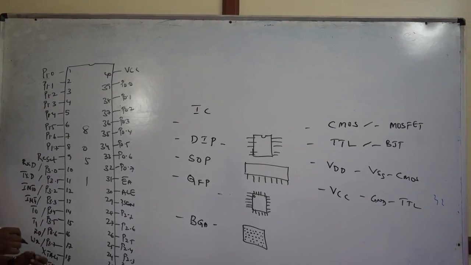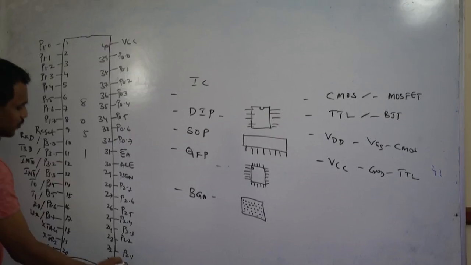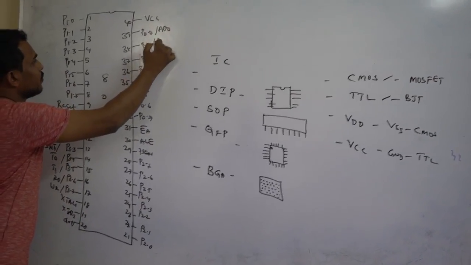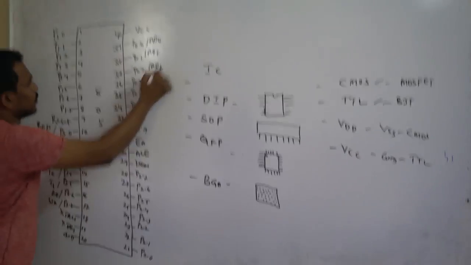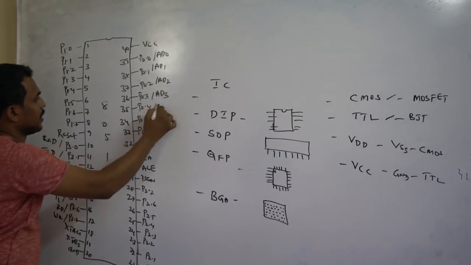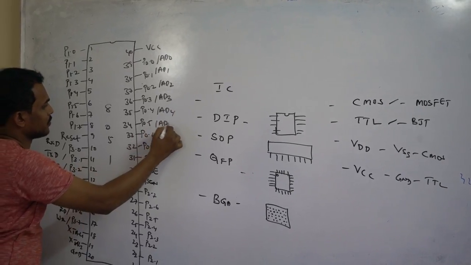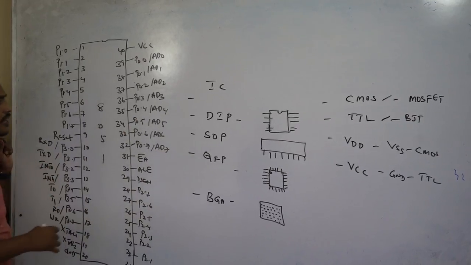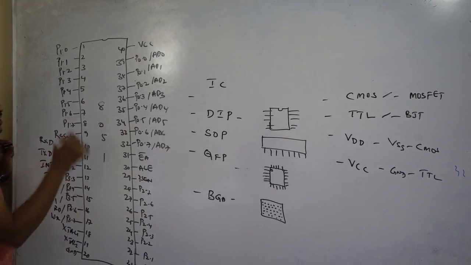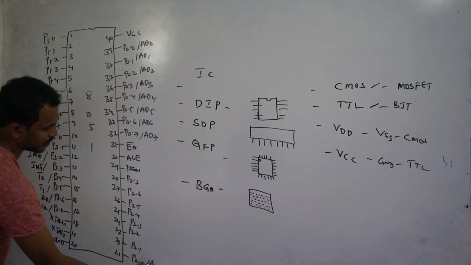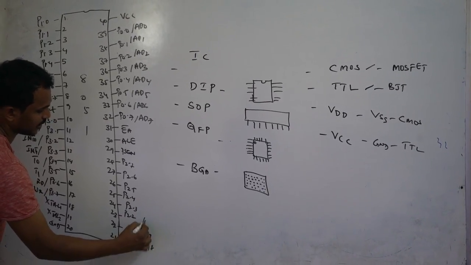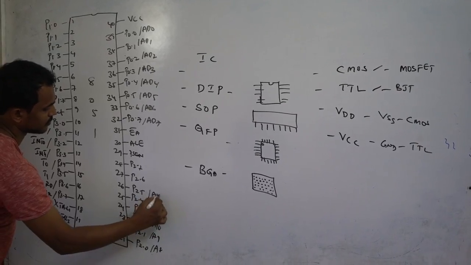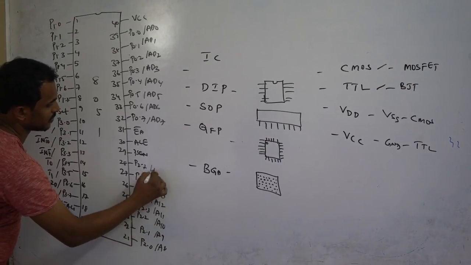Again, on this side we also have other functions for some of the pins. Coming to port 0, which is AD0, AD1, AD2, AD3, AD4, AD5, AD6, AD7, this is the lower byte address of your microcontroller as well as the data lines. And here the address bus is A8, A9, A10, A11, 12, 13, 14, 15.